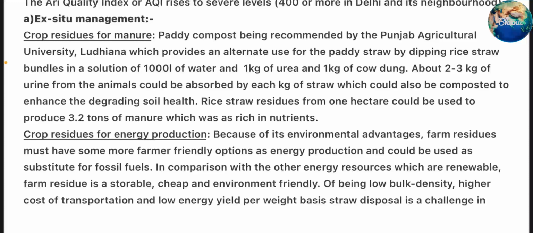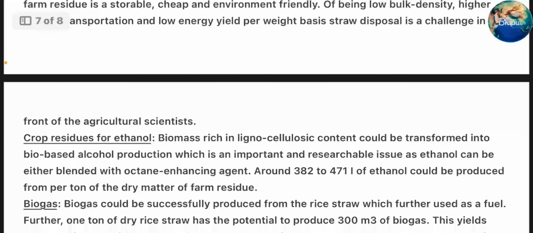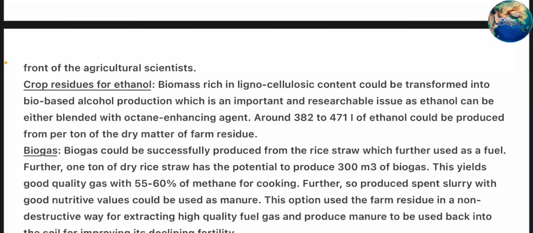Because of its environmental advantages, farm residues must have some more farmer friendly options as energy production and could be used as a substitute for fossil fuels. In comparison with the other energy resources which are renewable, farm residue is storable, cheap and environment friendly. Because of being low bulk density, with higher cost of transportation and low energy yield per weight basis, straw disposal is a challenge in front of the agricultural scientist.